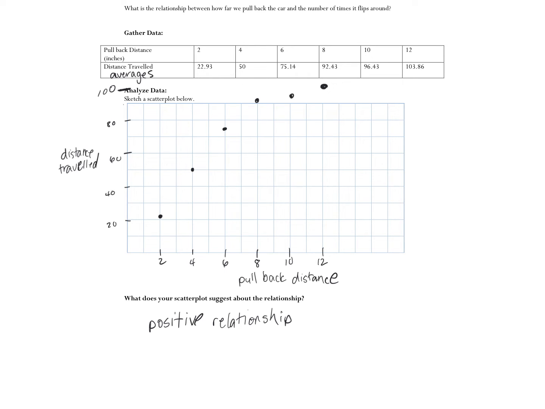Does it appear to be a direct relationship? Direct would not just be that it increases. For direct relationships, it's supposed to increase at the same rate, but also 0, 0. What do you guys think about 0, 0 here? If you don't pull it back at all, then it won't go forward at all. Yes, but if I pull it back even a little tiny bit, sometimes it doesn't either.